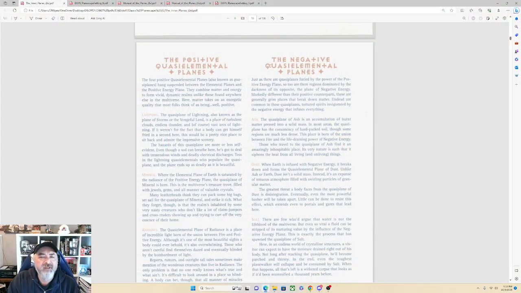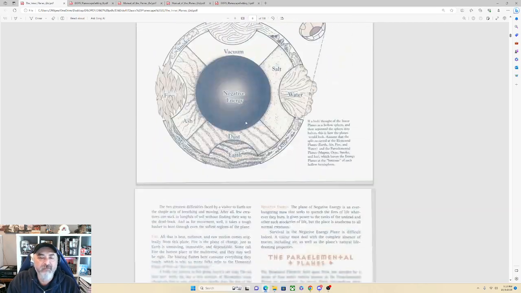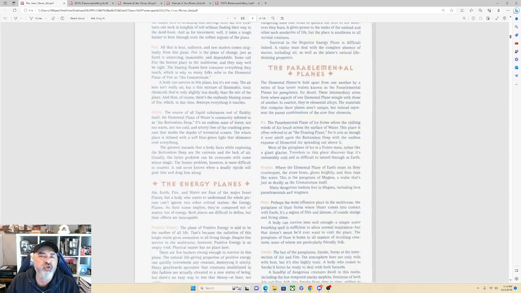positive quasi-elemental planes, negative quasi-elemental planes, para-elemental planes, energy planes, all of them. The thing you have to remember is unless you set something up for your players, every one of these places is instantaneously deadly to a player character. Okay? The plane of Earth, unless they're in a cavern with air, they can't walk around there. Plane of water, unless they have long-term water breathing or a vacuum of a bubble of air built into a gigantic floating coral reef island, they can't survive there.